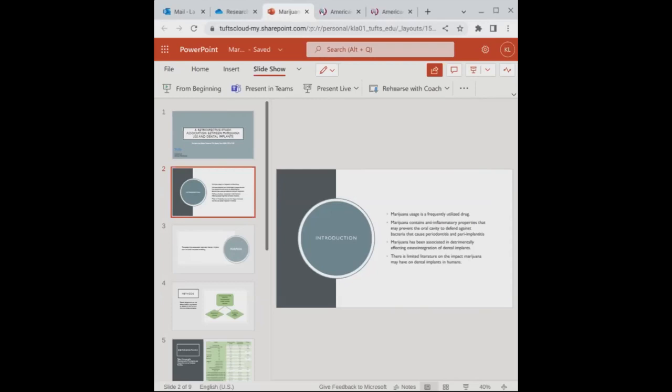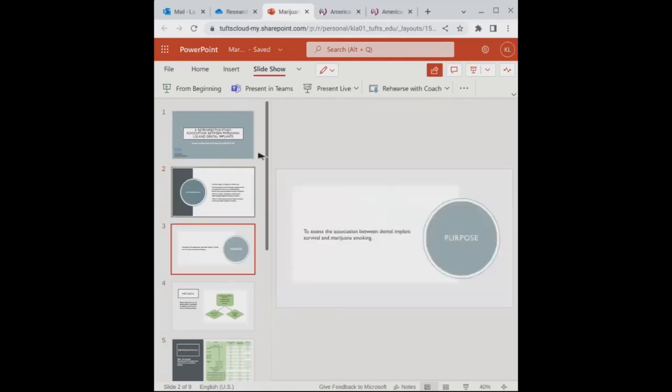One study I found in my research was that marijuana affected the osseointegration process in mice, and had detrimental effects on healing processes on implants. But there's very limited literature on how marijuana affects dental implants in humans, and thus I want to explore what the association is between marijuana and dental implant survivability. So the purpose of the study was to assess the association between dental implant survivability and marijuana smoking.